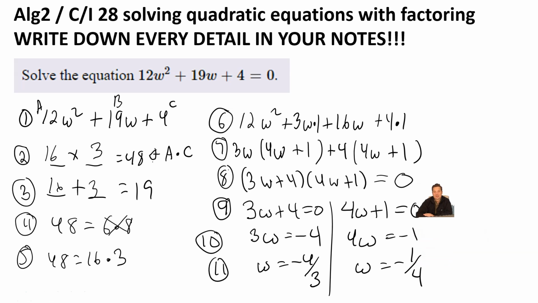And it's very important here to remember that w equals negative 4 thirds is one particular value of w. W equals negative 1/4 is another particular value of w. And if you were to write the solutions down, you would make a list of two separate values. These are not points. It's not negative 4 thirds, comma, negative 1/4. It's not a point. Okay, just two separate values of w. So you would list the solutions with a comma between them, no parentheses. But this is all of the work.